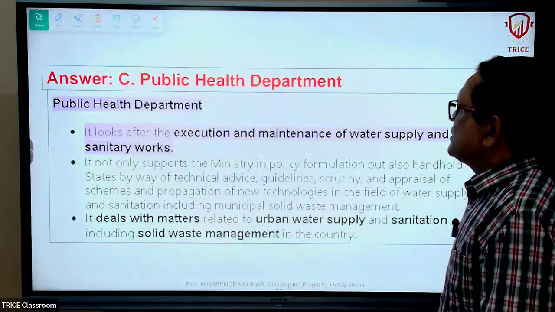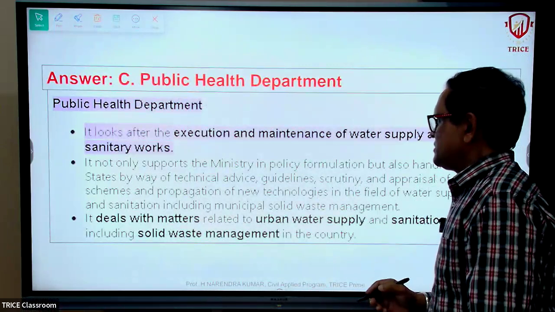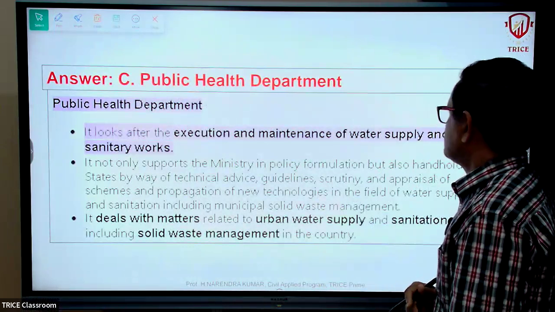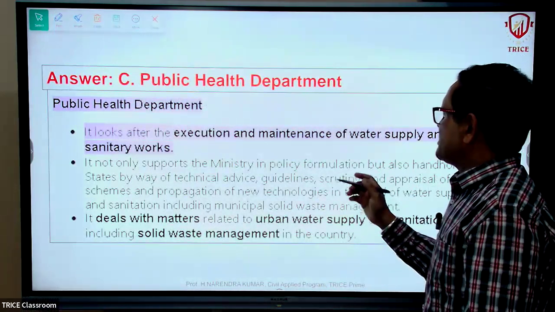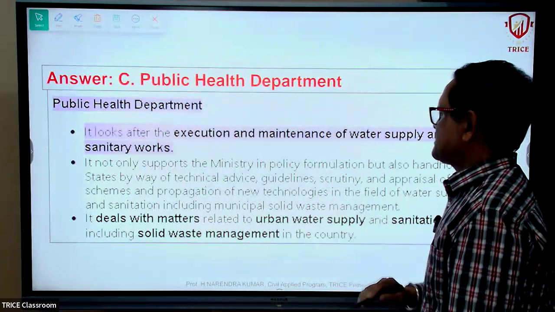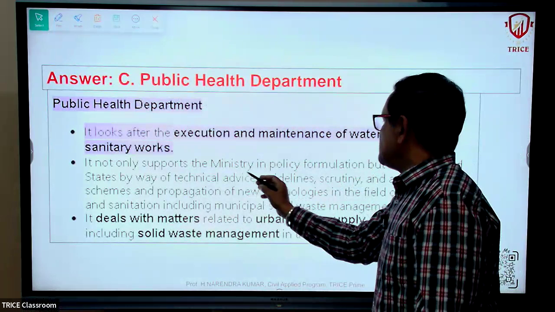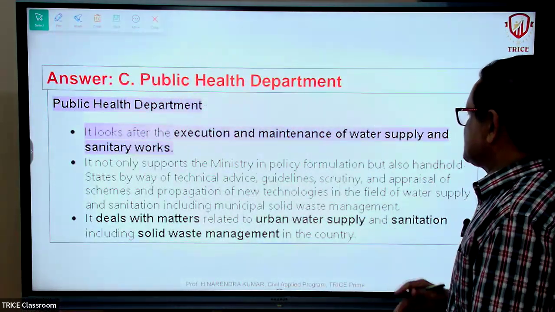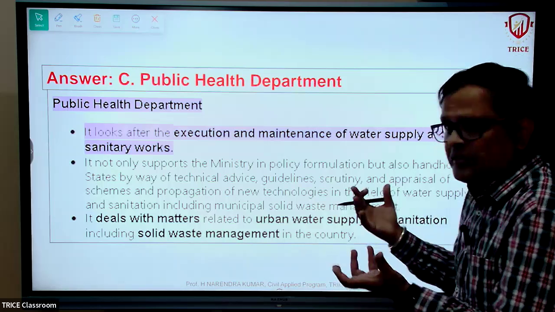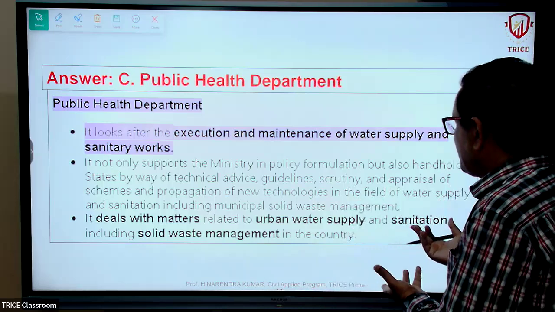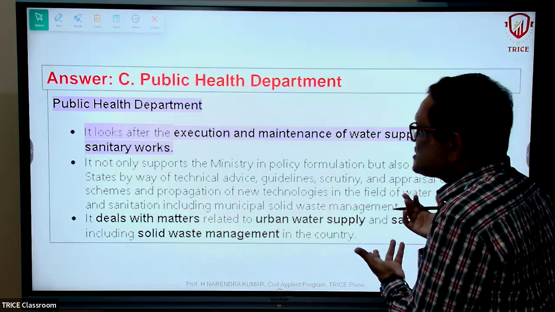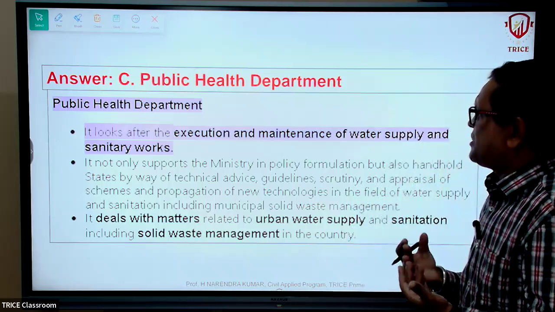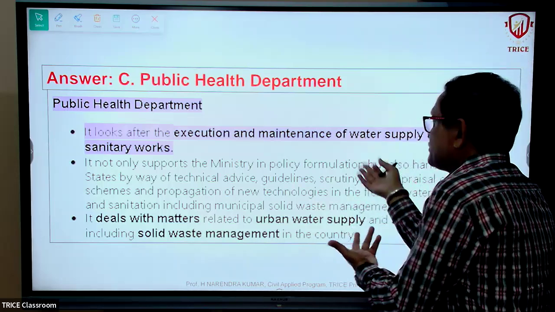So the answer is public health department. C is the option. I'm giving you the explanation also. What is the public health department's job? It looks after the execution and maintenance of water supply and sanitary works. It not only supports the ministry in policy formulation, but also assists states by way of technical advice, guidelines, and scrutiny. I'm giving you more information, my dear students, so that you remember the responsibilities of the public health department, because you cannot expect the same question in the examination. They may add whatever is there in my explanation also.